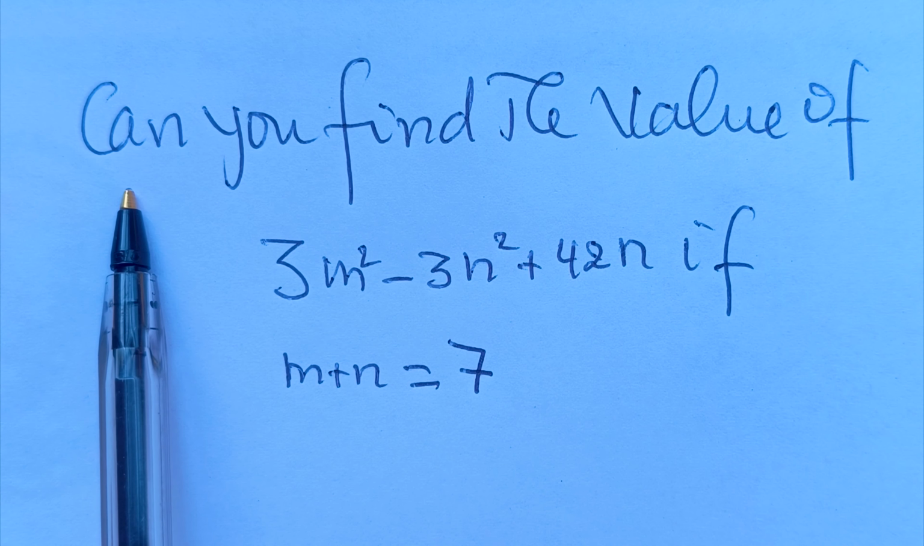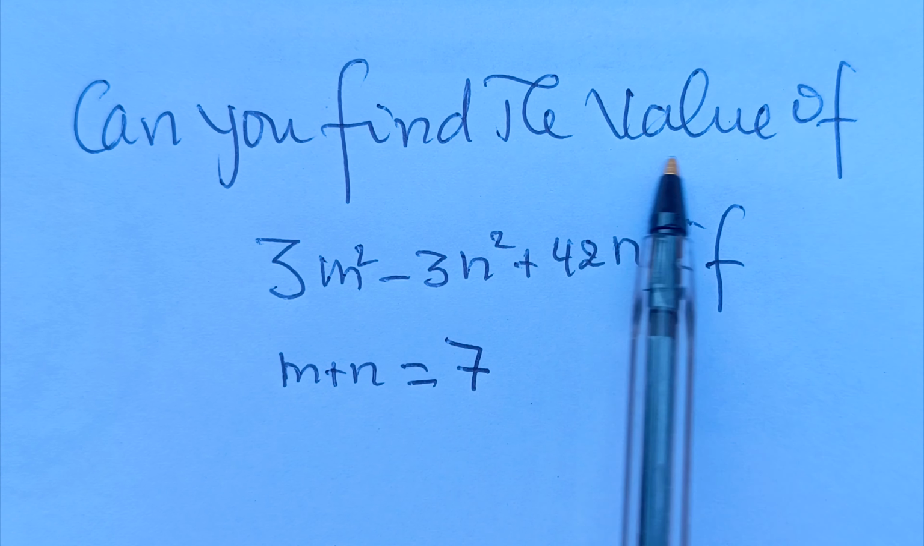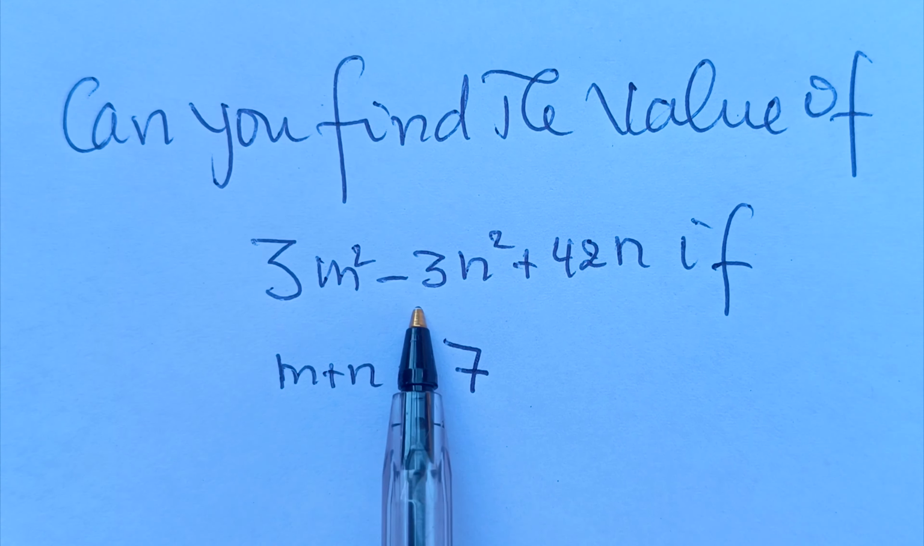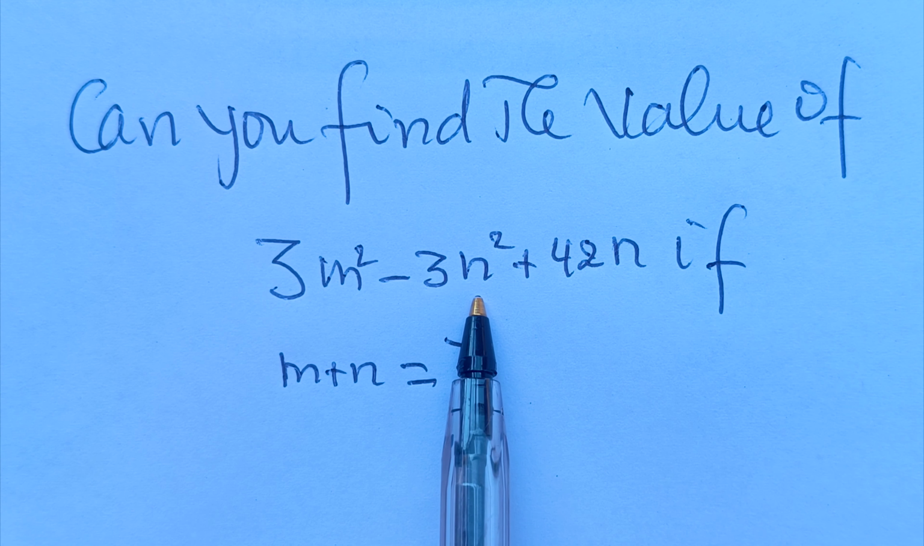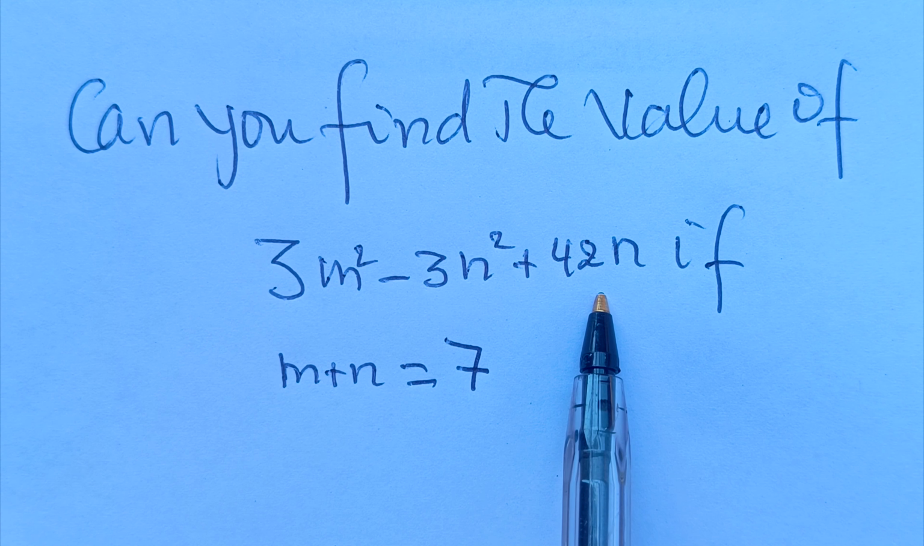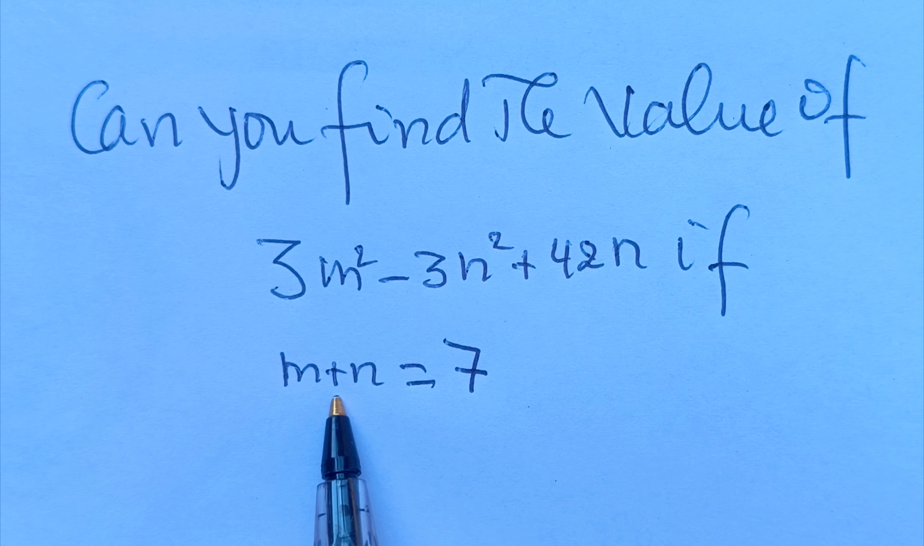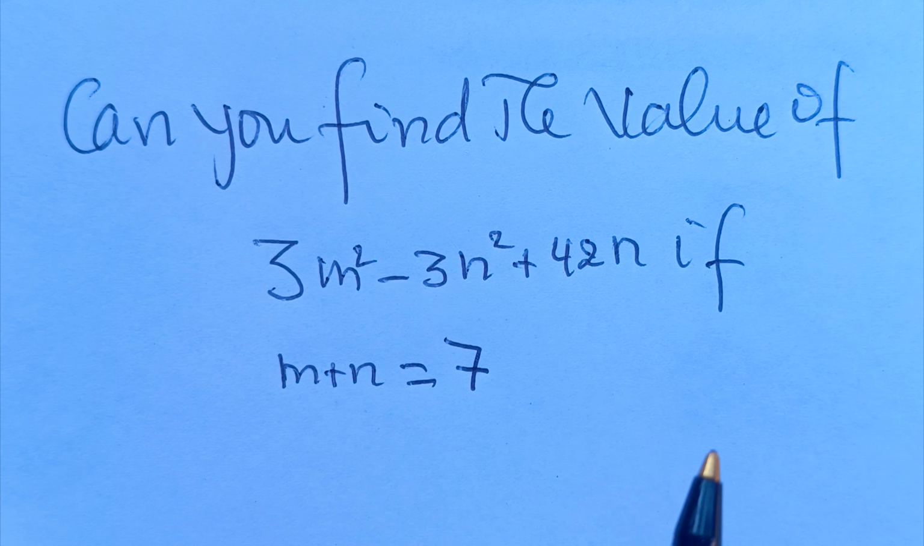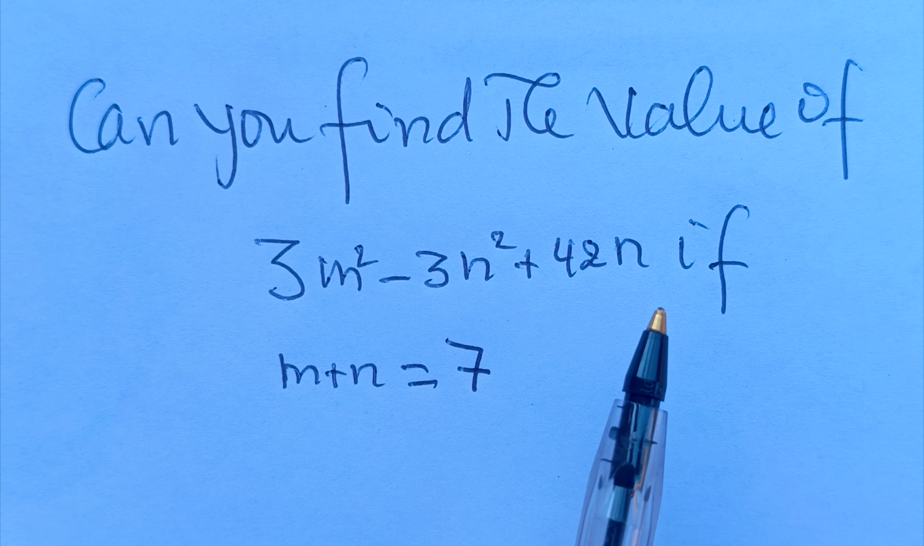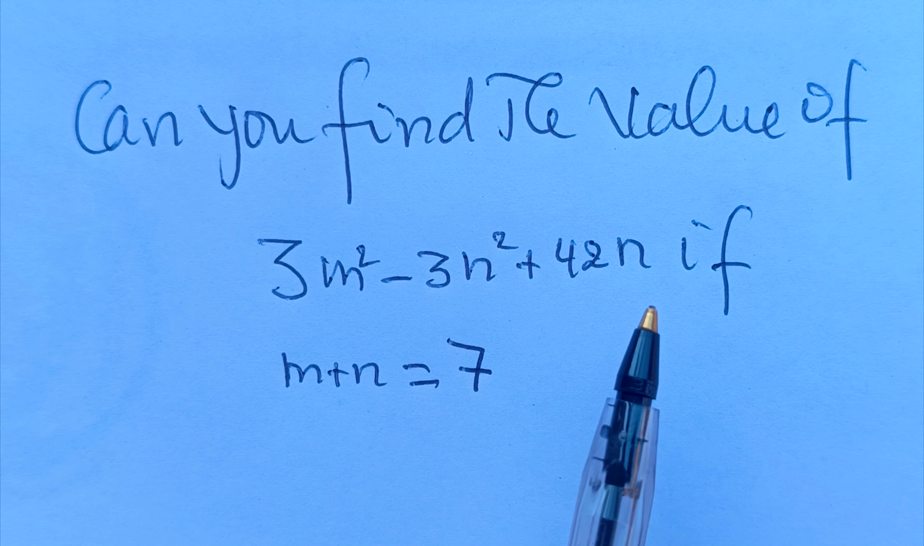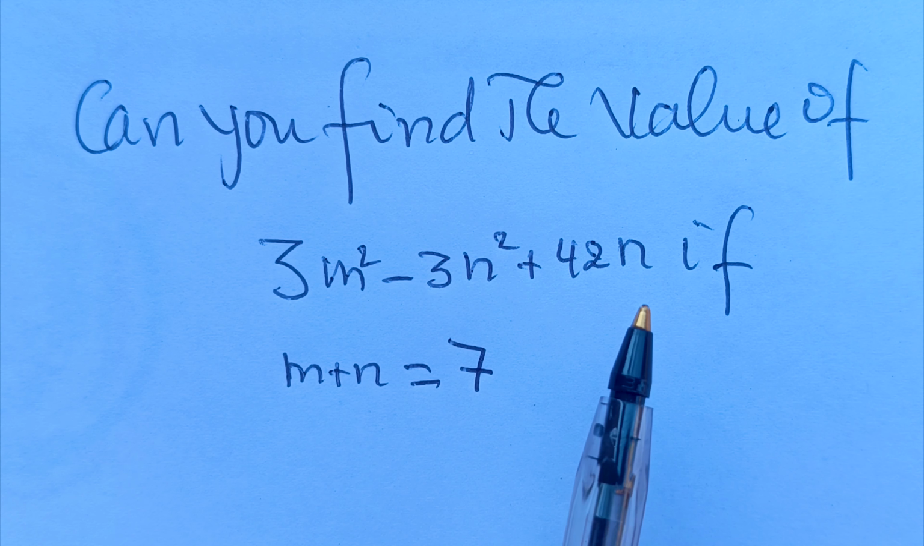Now we have the question. Can you find the value of 3m² minus 3n² plus 42n if m plus n is equal to 7? Can you find it? Let's go together into the question to find its answer.